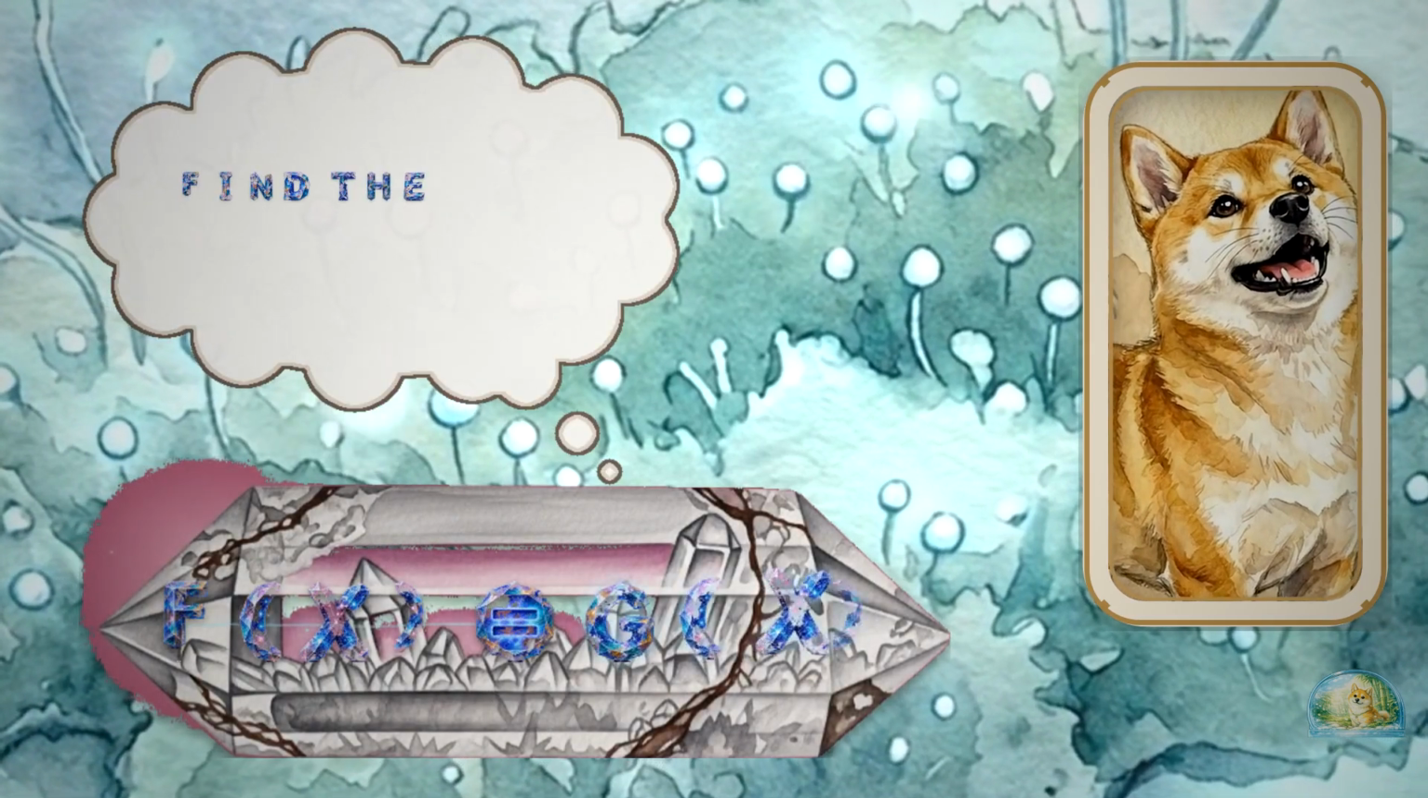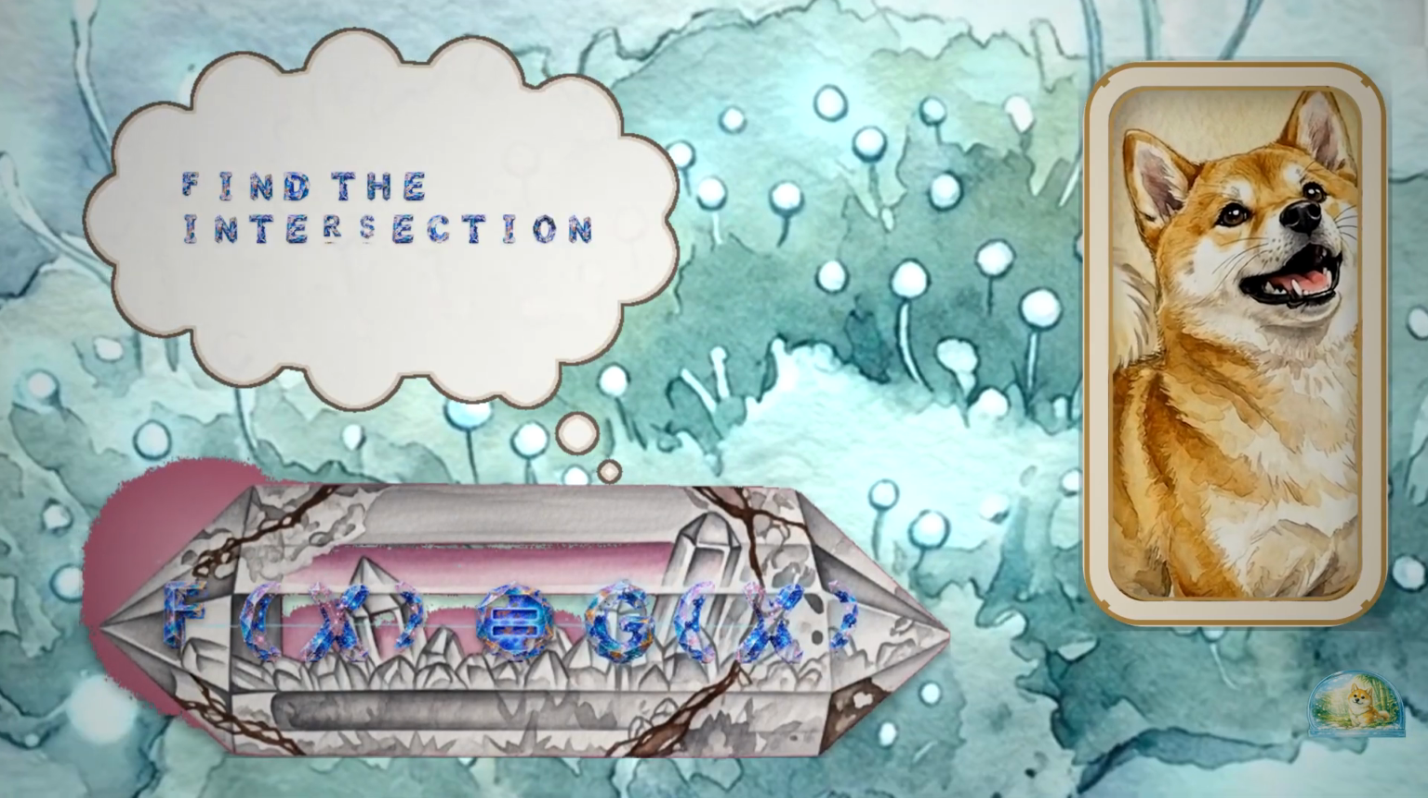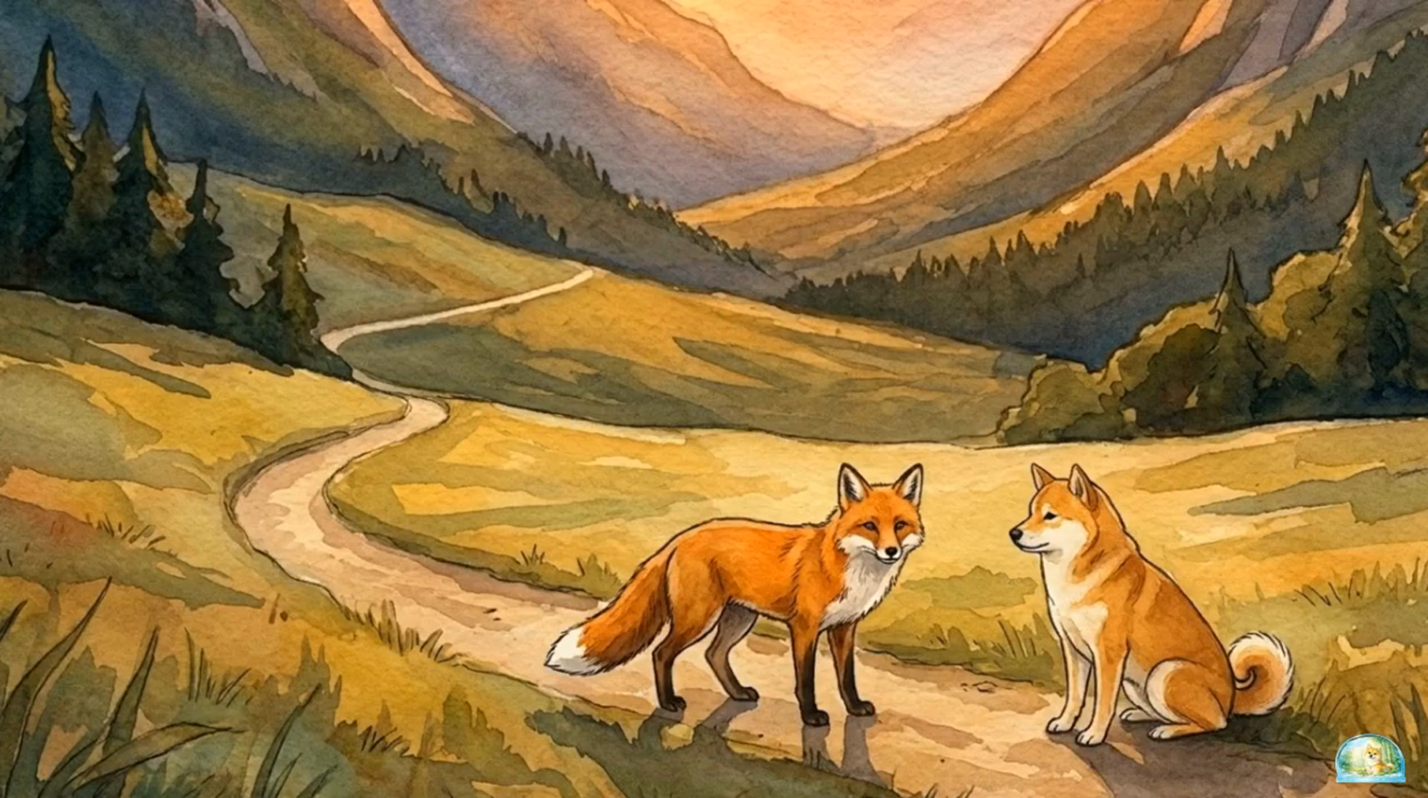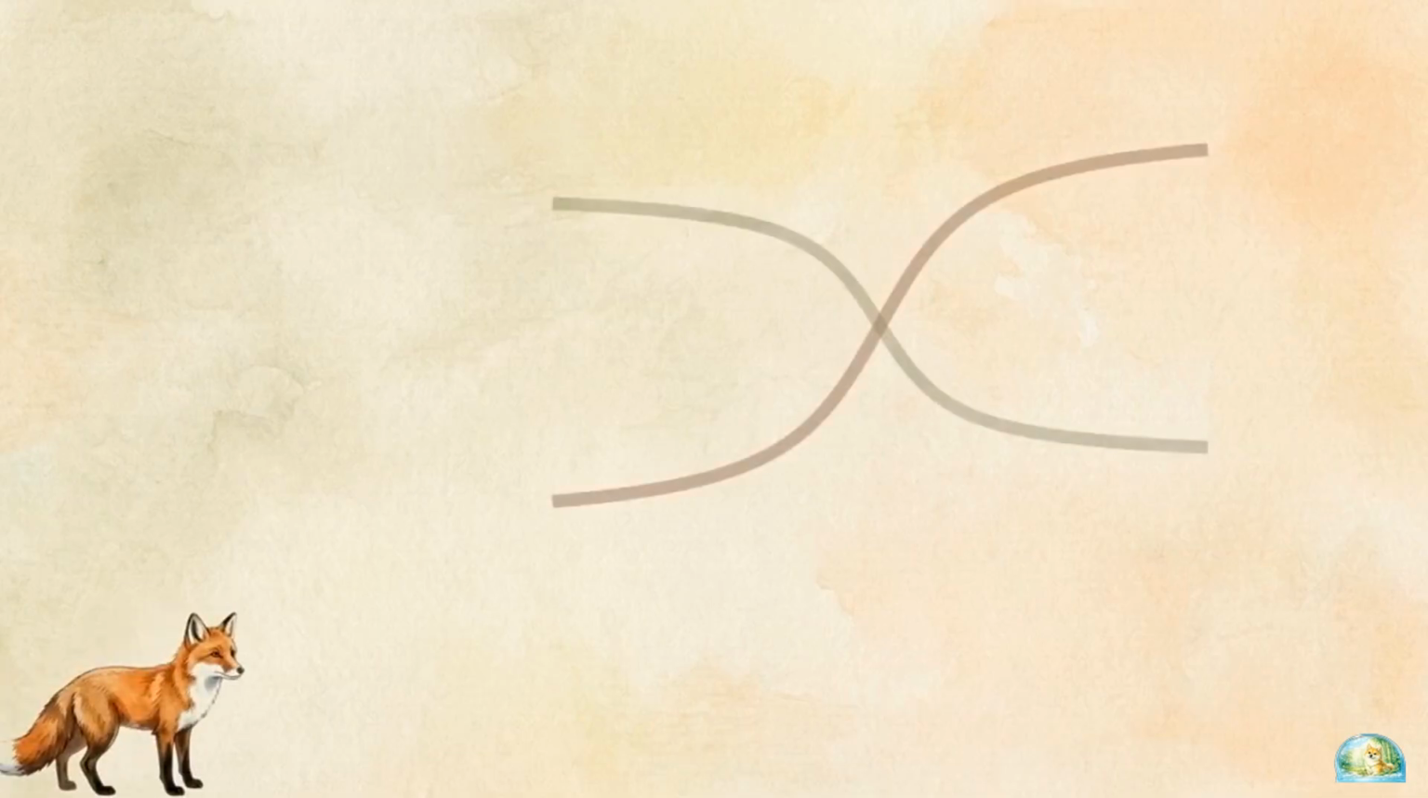At an intersection, two functions have the same input and the same output. Welcome to Meeting Trails Valley. As Pip explores the terrain, we need to estimate where two independent function trails reach the exact same height.